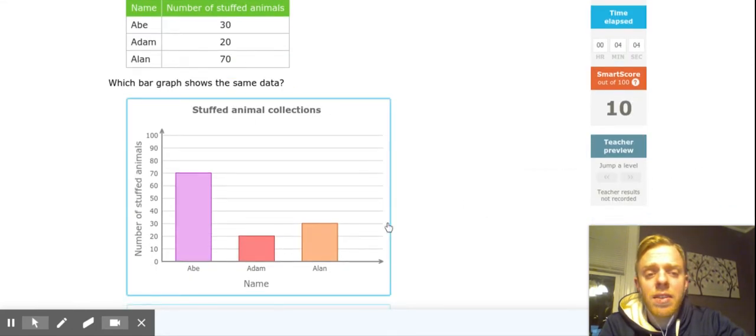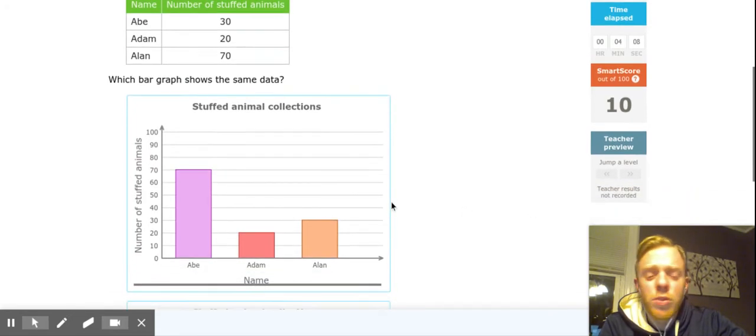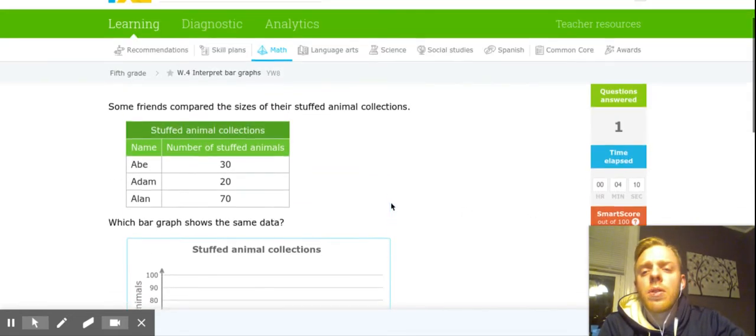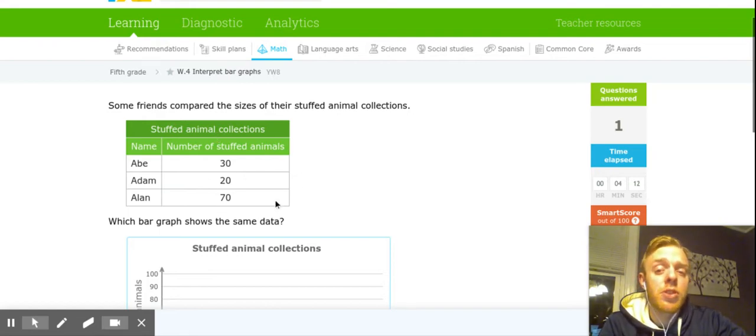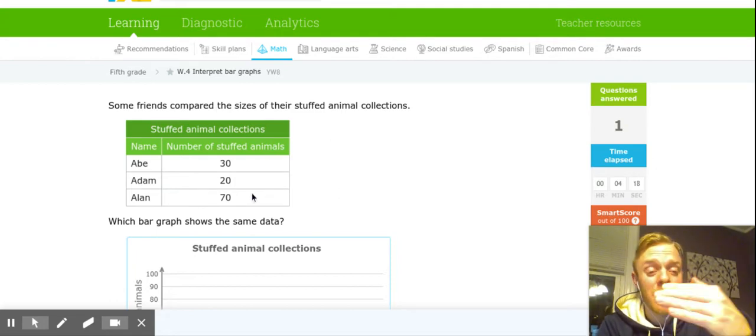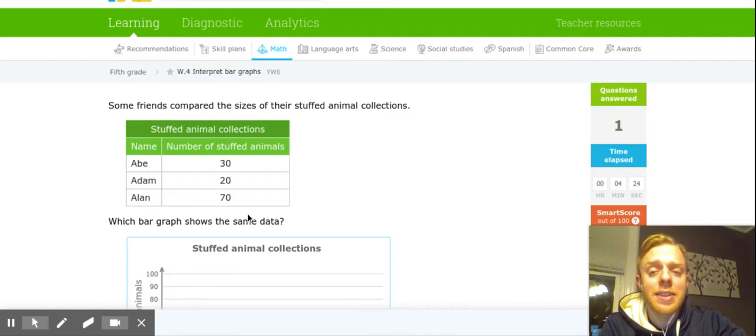We'll do one more. Okay. So now I'm going the opposite direction. I have a table and I need to match this to a graph, just like we did in that first example talk through. So stuffed animal collections, Abe has 30, Adam has 20, and Alan has 70.